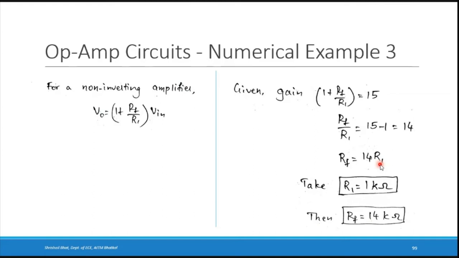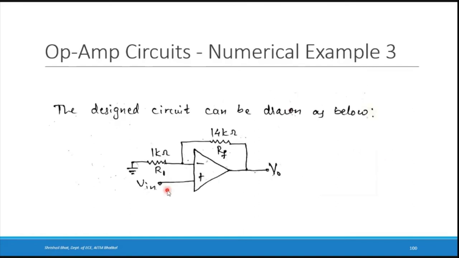Now once you have got these values of R1 and RF, you draw the circuit diagram and put these values in that circuit. For a non-inverting amplifier, this is the circuit. Input is at the non-inverting input terminal, Vin. Then the inverting input terminal is grounded through a resistance R1, that is 1K. And there is a feedback resistance from the output to the inverting input terminal, that is RF. Its value you have found to be 14K. 1K R1 and 14K RF. So this is the designed circuit. If any gain is given, now you know how to design a circuit for inverting as well as non-inverting amplifier. So we will take another example.